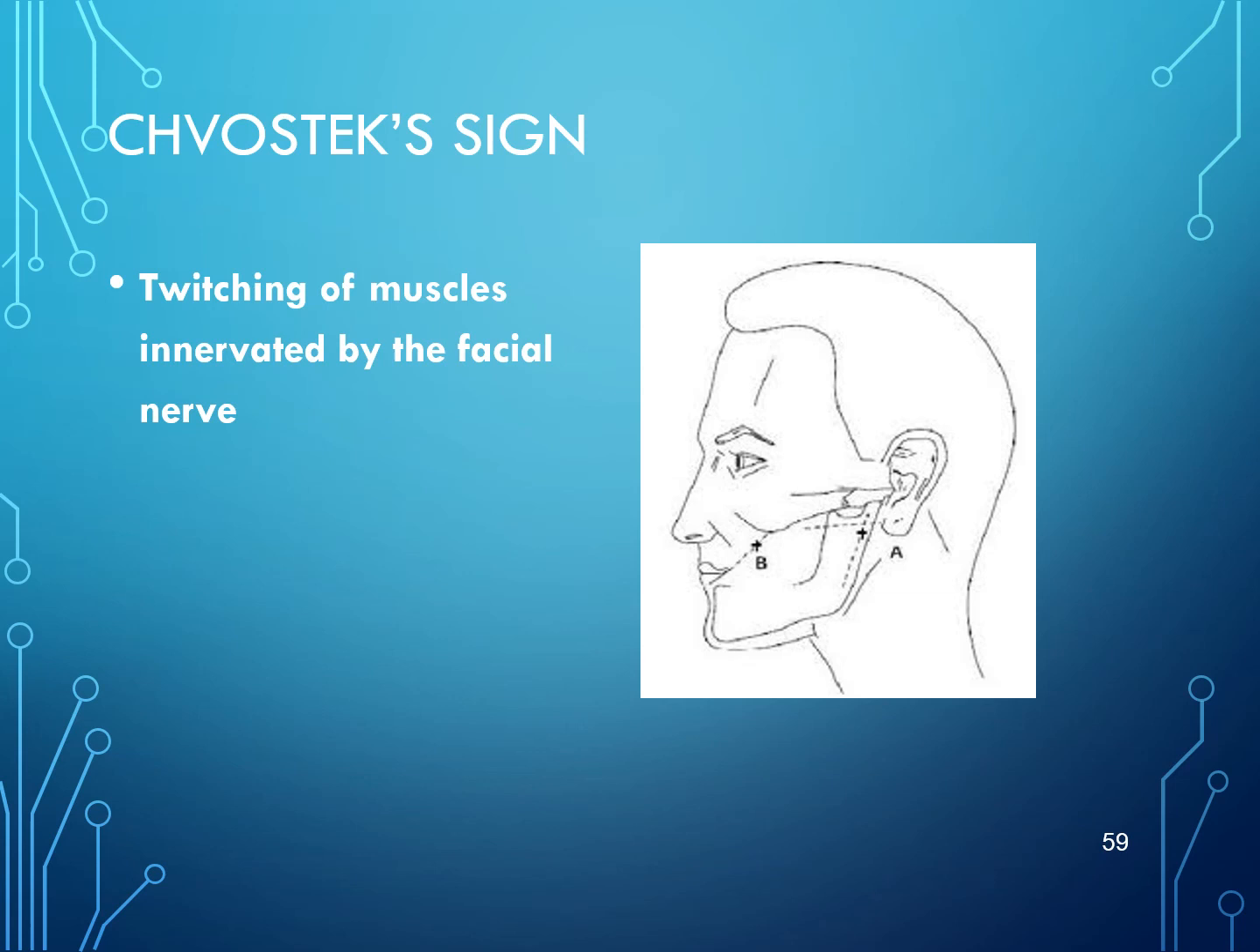Now we're going to look at Chvostek's sign, which is twitching of the muscles innervated by the facial nerve. So what we end up actually seeing is contraction of the facial muscles in response to a light tap over the facial nerve in front of the ear. And we see a grimacing response just on the one side. So whichever side you activate the facial nerve on, that's the side that you're going to see the response.